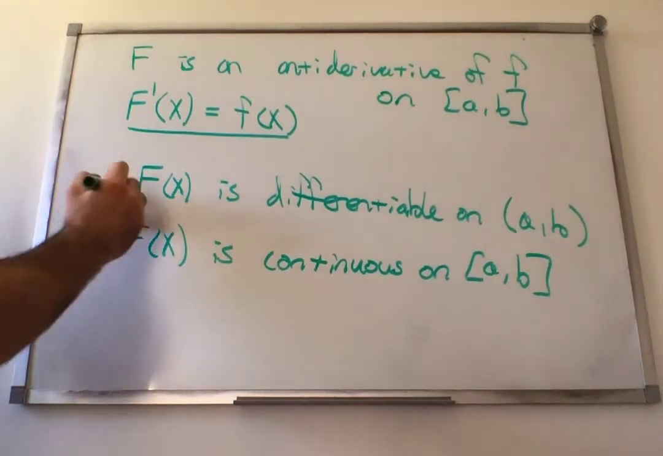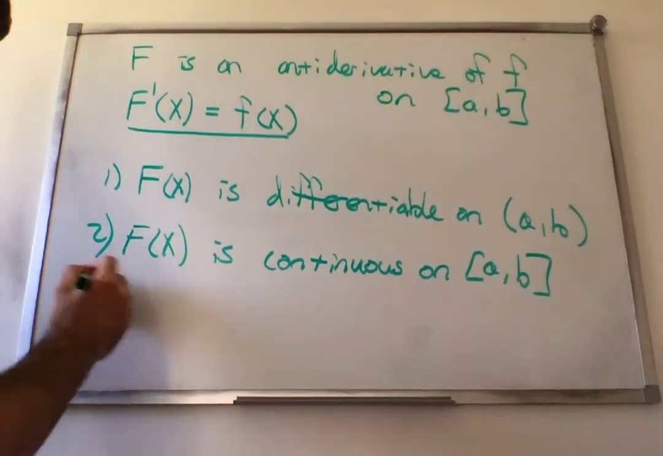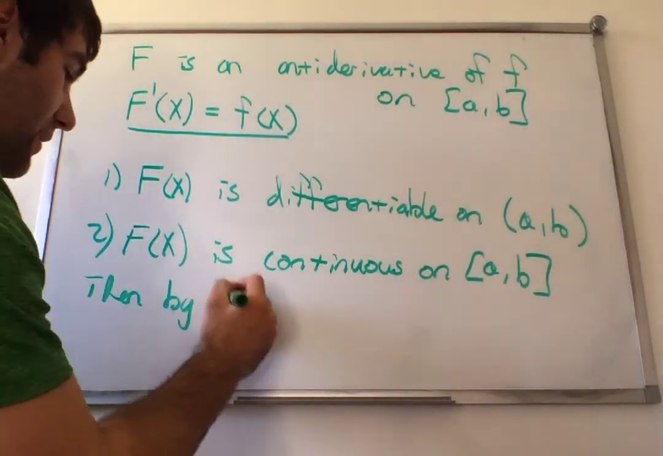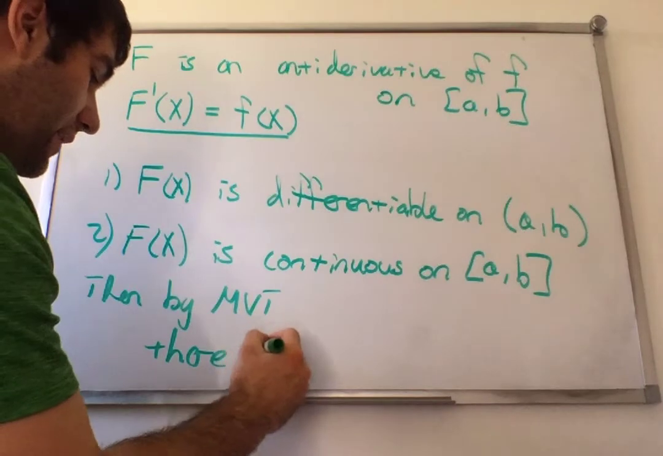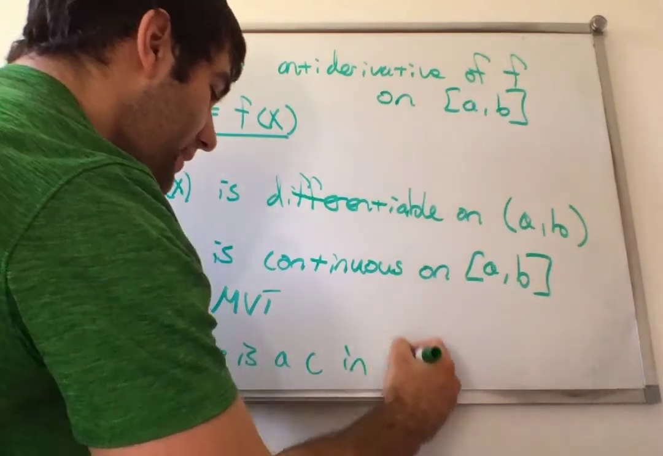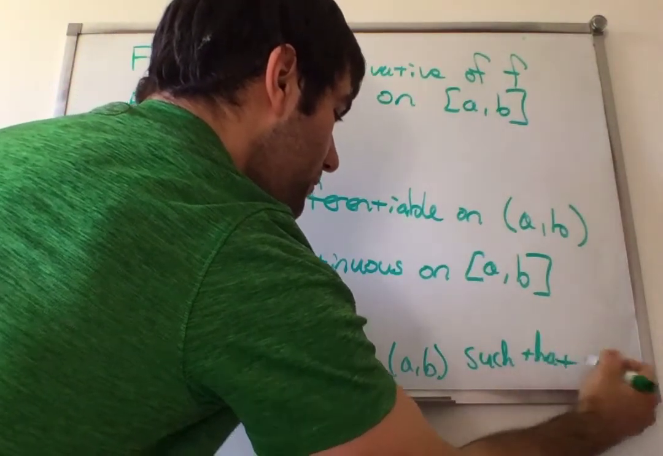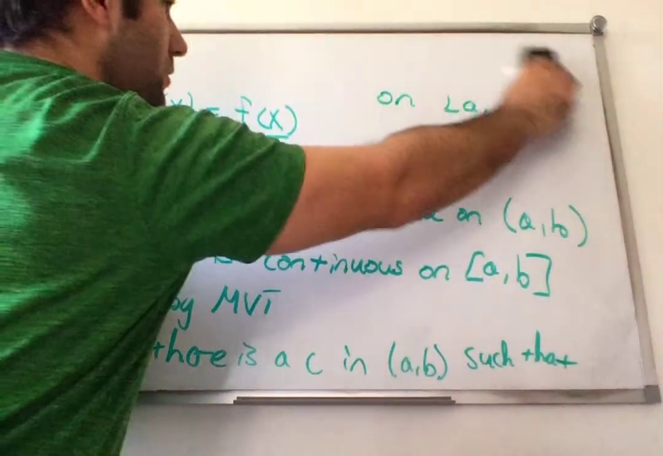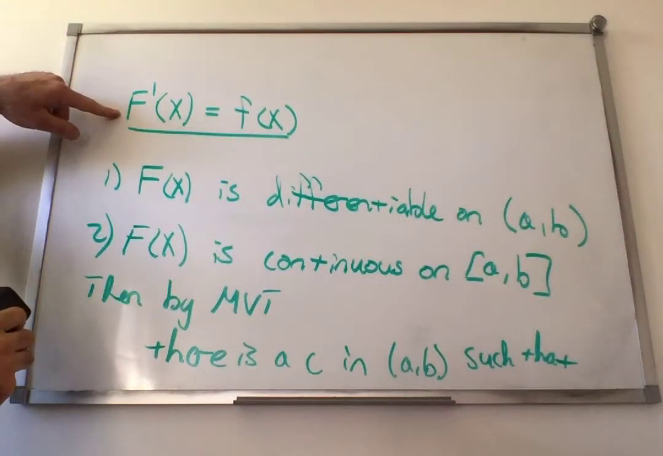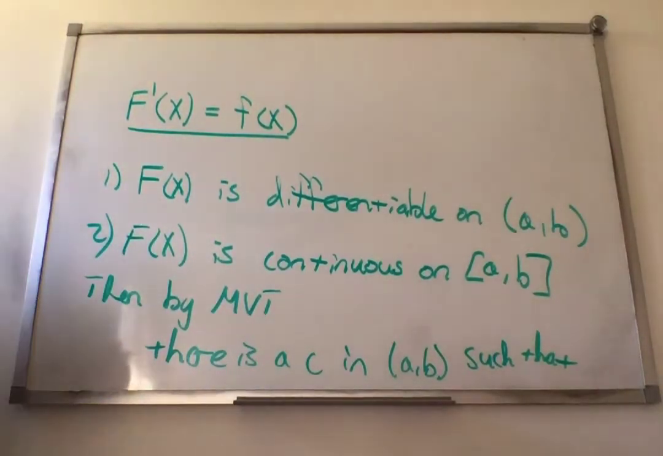So these were the two conditions of the mean value theorem. So then by the mean value theorem, there is a C in this interval a to b such that... So remember this fact. We're going to come back to it. We're going to need it. Actually, we're going to need it in a second. Let me not erase it.